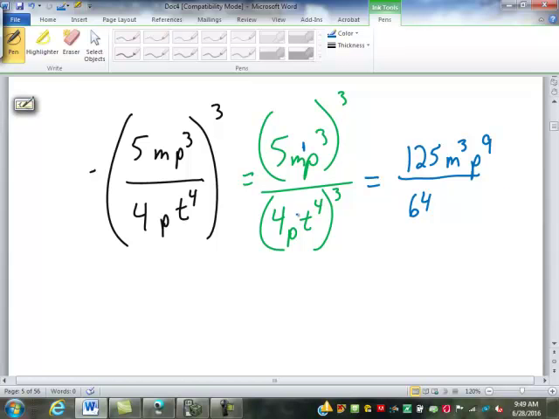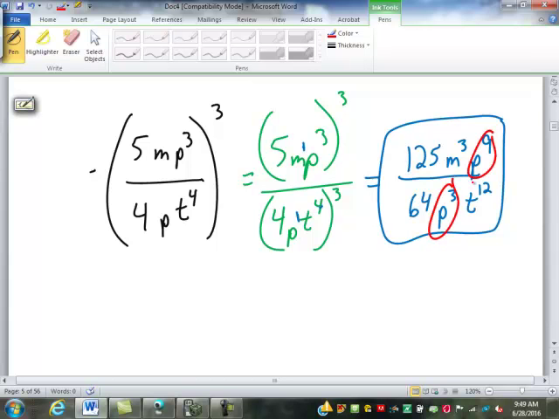Now we think of this as p to the 1, so this is going to be p to the 3rd. 1 times 3 is 3. T to the 12th. Good. 4 times 3 makes 12. Are we done there? Not quite. Why not? There's p's on both top and bottom. So the 125 isn't going to change. The 64 isn't going to change. The m to the third isn't going to change.